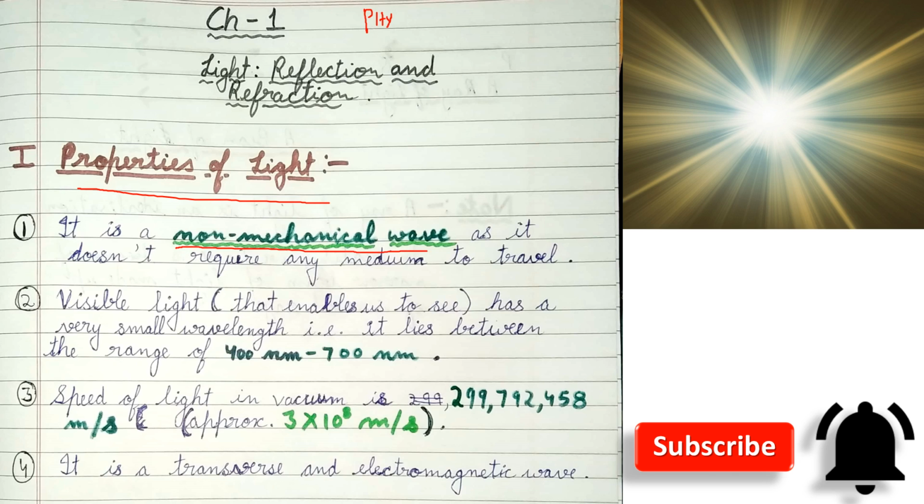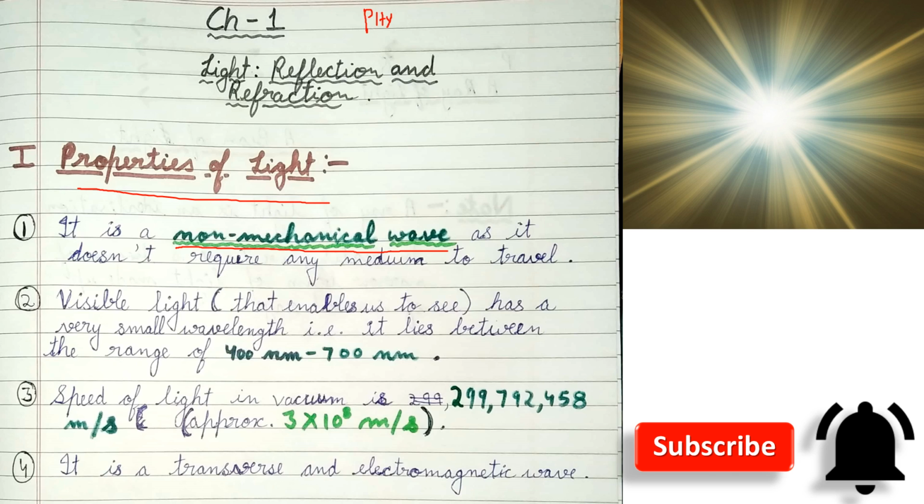फर्स्ट प्रॉपर्टी होती है दैट लाइट इज अ नॉन मैकेनिकल वेव, that means it does not require any medium. Non-mechanical wave means that it does not require any medium and it can travel through anything. Like sound is a mechanical wave. It requires medium and it cannot travel in a vacuum. That is why in space radios are used to contact with each other. But light is a non-mechanical wave, so light can travel anywhere.